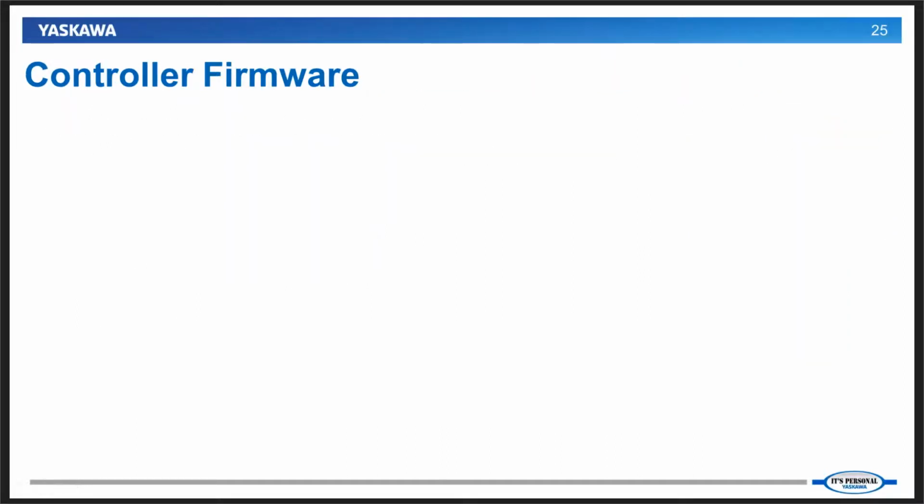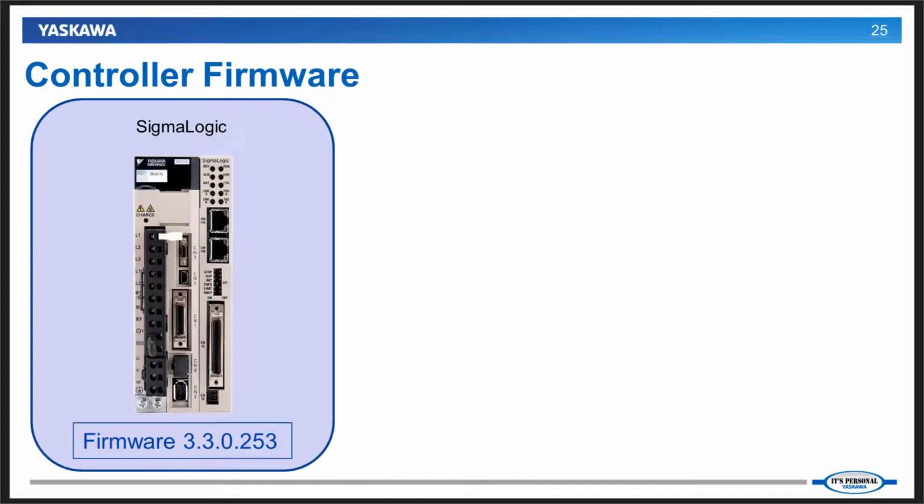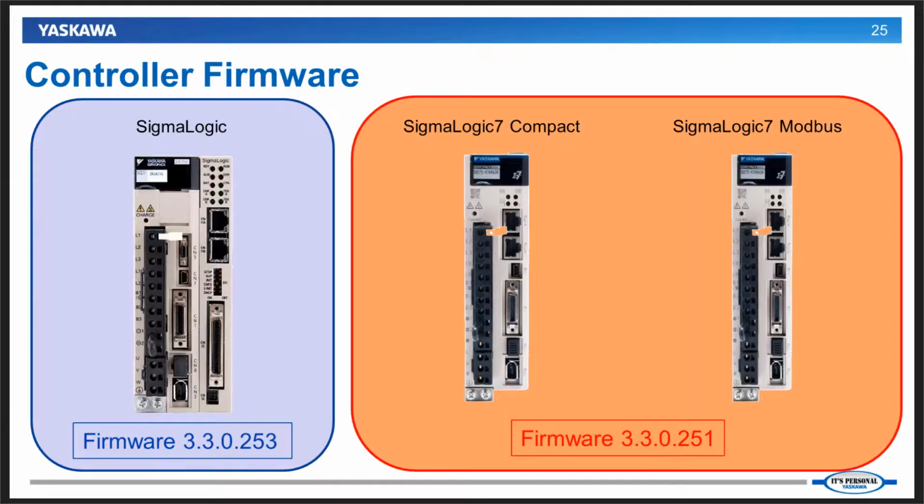So what controller firmware are you supposed to use if you want to migrate to SigmaLogic version 2? Regular SigmaLogic will still support firmware version 3.3.0.253. So if you're using Sigma 5 based SigmaLogic, then the firmware that you are supposed to use is this. And if you're using SigmaLogic 7 family of products, that includes SigmaLogic 7 Compact and SigmaLogic 7 Modbus, the firmware that is compatible with this product is 3.3.0.251.